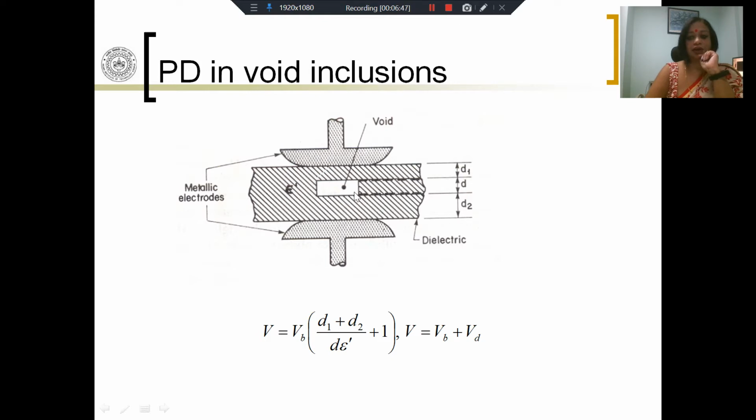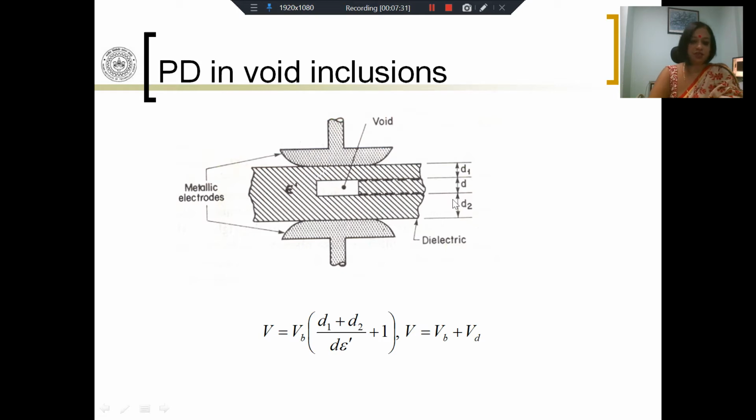So you have a rectangular void with a thickness D, and in series with this void, you have dielectric material D1 and dielectric material D2. So you have a total thickness of D1 plus D2, which is in series with the void of thickness D, and D1 plus D plus D2 is the total thickness of the material, and across this total thickness, you apply a voltage V. If you apply a voltage V, the voltage will be divided between the void and the dielectric parts, and therefore we can write V is equal to VB into (D1 plus D2 divided by D, epsilon dashed, plus 1), where epsilon dashed is the permittivity of the void.